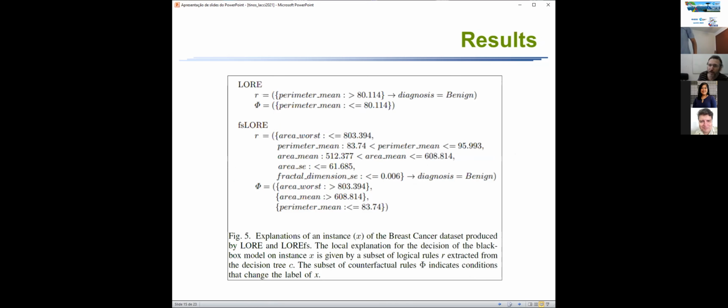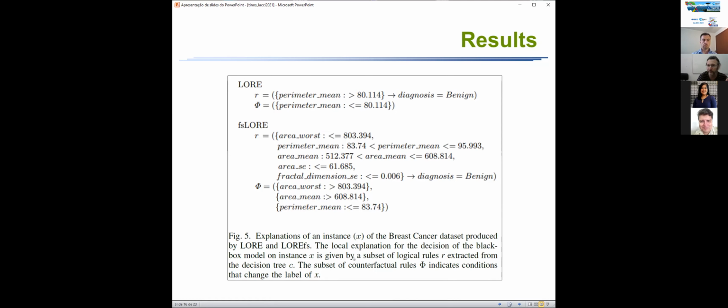Here is an example of an explanation for the breast cancer data set. Here is the explanation for LAR. In this example, LAR uses only one attribute, the mean perimeter of the size of the tumor, to explain the decision. And in LAR with fitness sharing, you have a more complex decision that uses more attributes to explain the decision taken by the black box model.